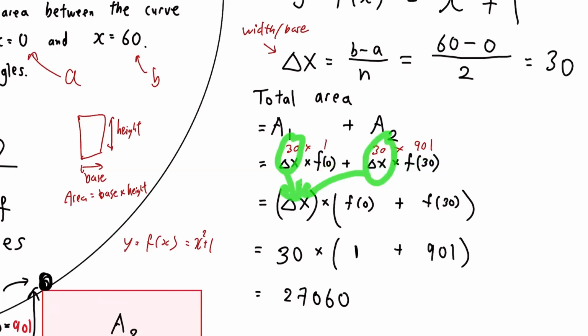Just like your table question in sequence and series. Geometric series, arithmetic series, you need to draw a table, right? You need to see the pattern. Same thing over here, you also need to see the pattern. Delta x factor out. Then what are you left with? It's always the width that is factored out.